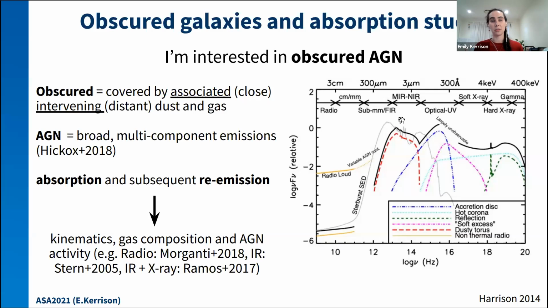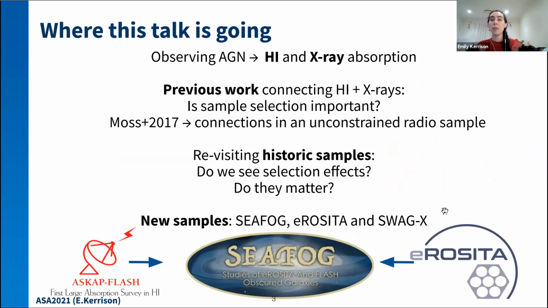the electromagnetic spectrum. In particular, as you can see from this figure on the right, they're often made up of multiple emission components. And in addition to emission, we often see various types of absorption and subsequent re-emission in AGN spectra. And from these, we can learn things about the kinematics of the system, about its gas composition, and about what kind of AGN activity we're really seeing. So that's a little bit about the why for my talk.